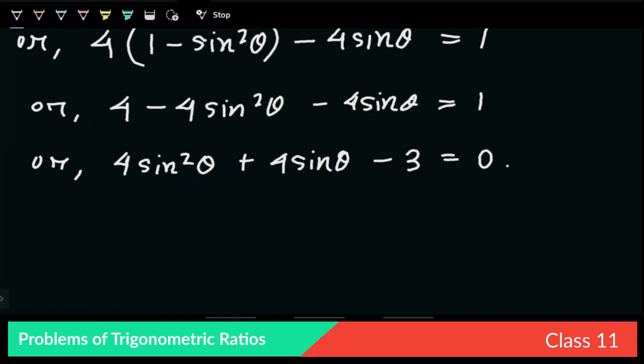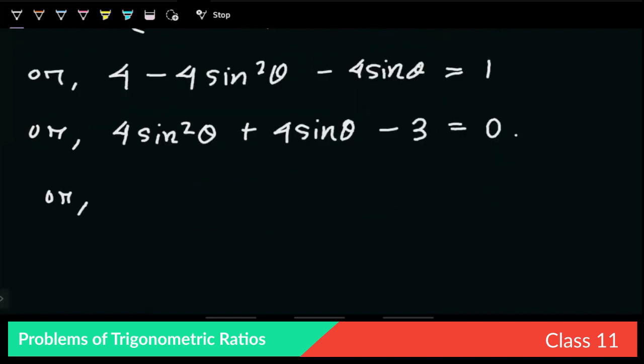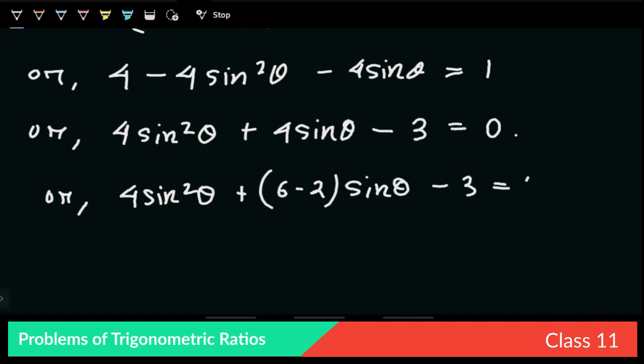Now we will do the middle term splitting. See what is the product of the coefficient of sine square theta and this 3. 3 into 4 is 12, and it is given with a minus sign, so it is minus 12. What are the factors of 12 whose difference is 4? It is 6 and 2. So we can write it as 4 sine square theta plus 6 minus 2, in place of 4 we can write 6 minus 2, sine theta minus 3 equals 0.